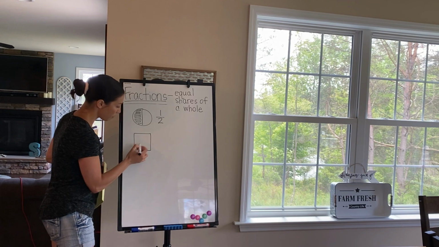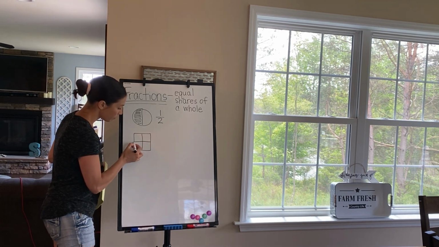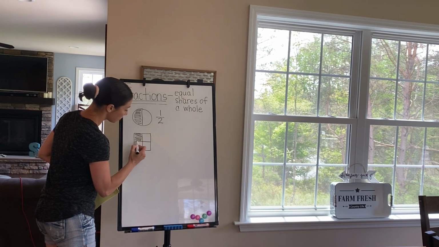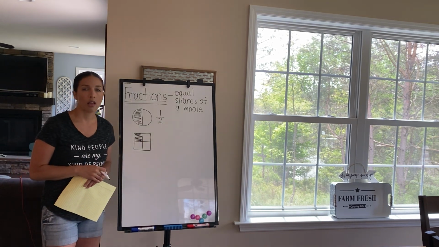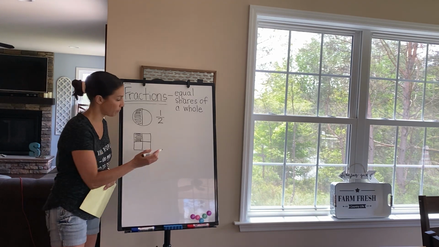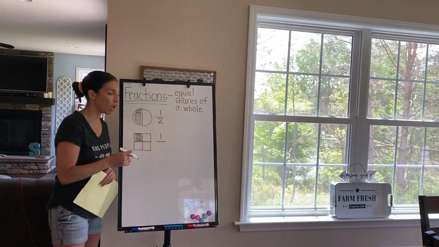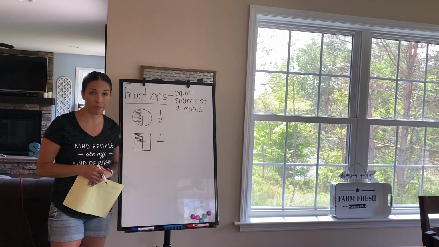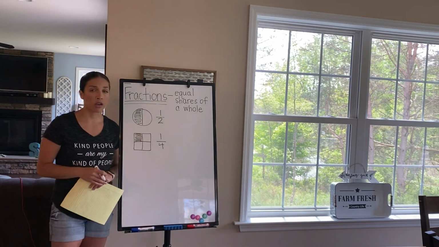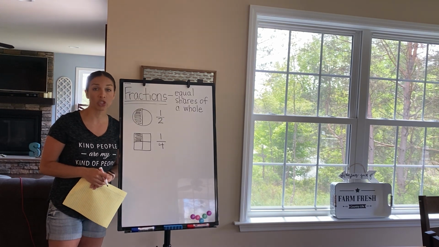Let's look at another shape. So here's a square, and I have this shaded. Okay, question 1. How many pieces are shaded? 1. Over, how many total pieces are there? 1, 2, 3, 4. So 1/4 of the square is shaded.